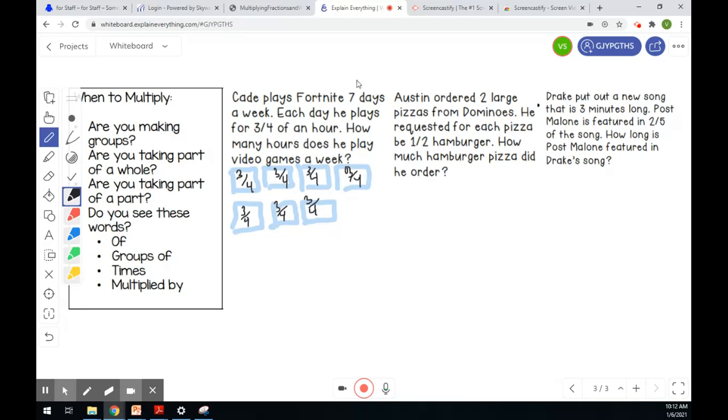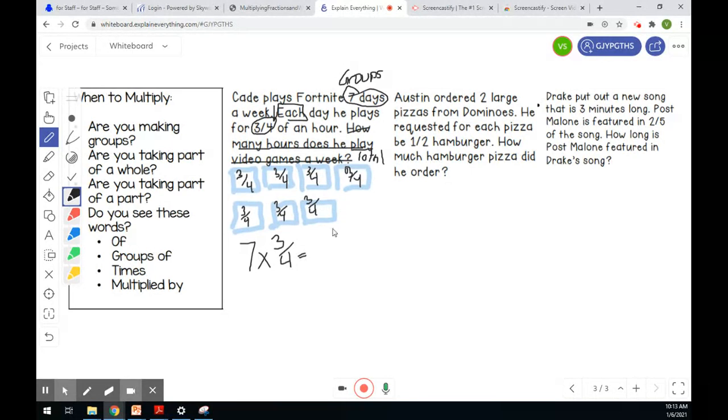Now I know that I'm multiplying because this 7 days right here is representing groups. It tells me my each, which is 3/4. It's asking me how many hours did he do. So it's asking for a total, which means they want a product. Because I'm given my groups and I'm given my each, I'm going to multiply. So I'm literally taking 7 times 3/4.